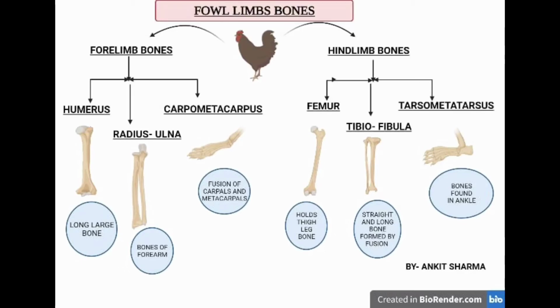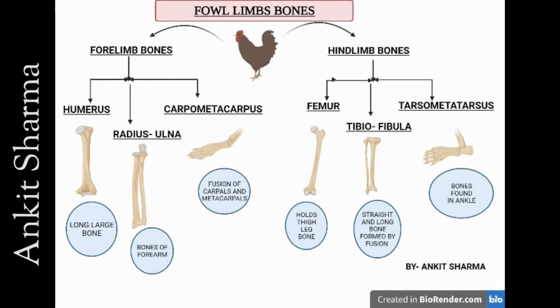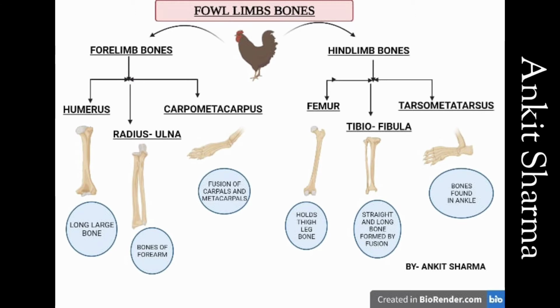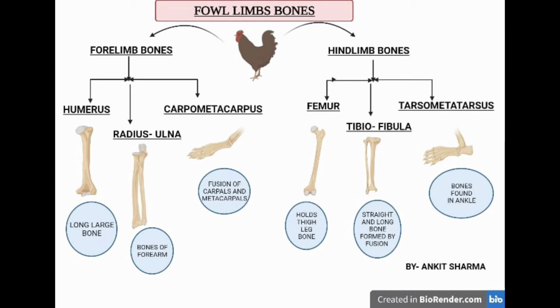So my topic is forelimb bones. This is my slide. Basically, bones are divided into two parts: forelimb bones and hind limb bones. Firstly, we talk about the humerus.